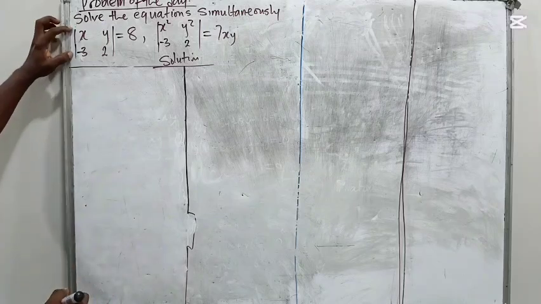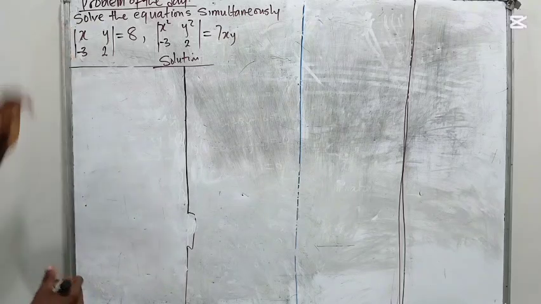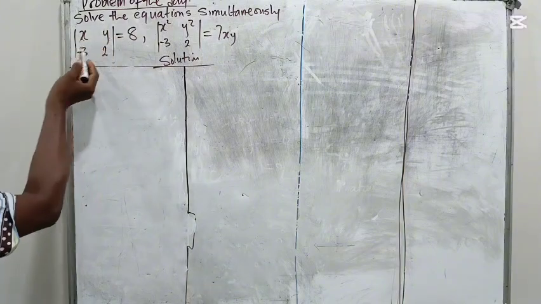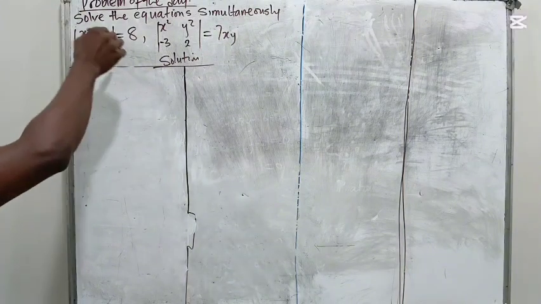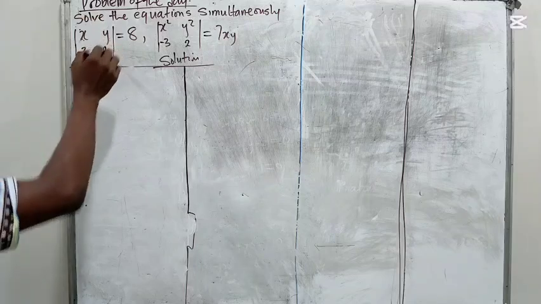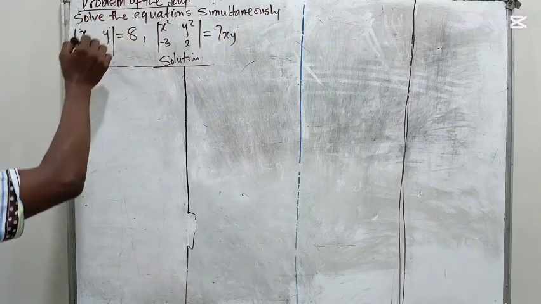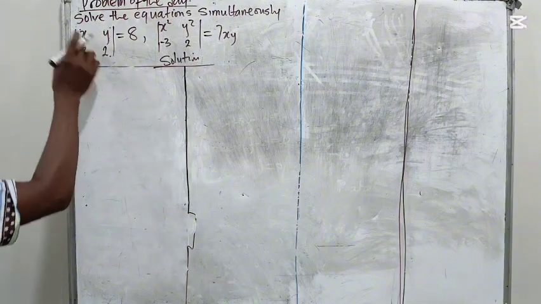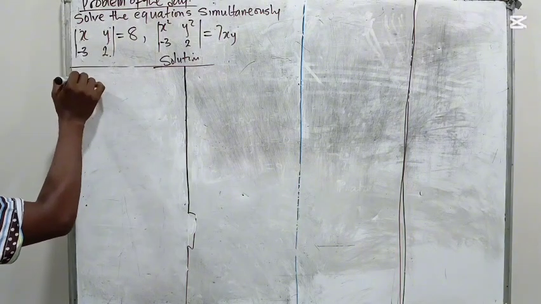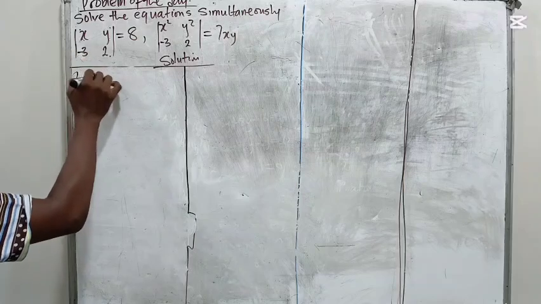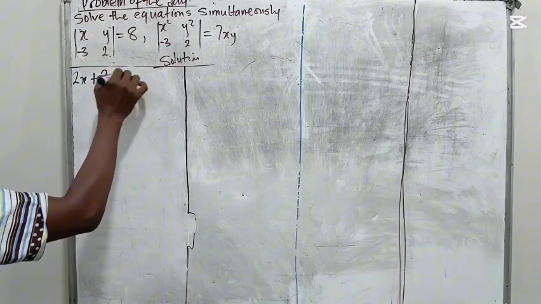So let's go with it one at a time. First of all, let's find the determinant of this one. So what do we do? We multiply the major diagonal, which is x and 2, and then subtract the minor diagonal from it, which is y and negative 3. So x times 2 will give us what? 2x. Then if we are subtracting, this minus will now change to what? Plus 3y is equal to 8.